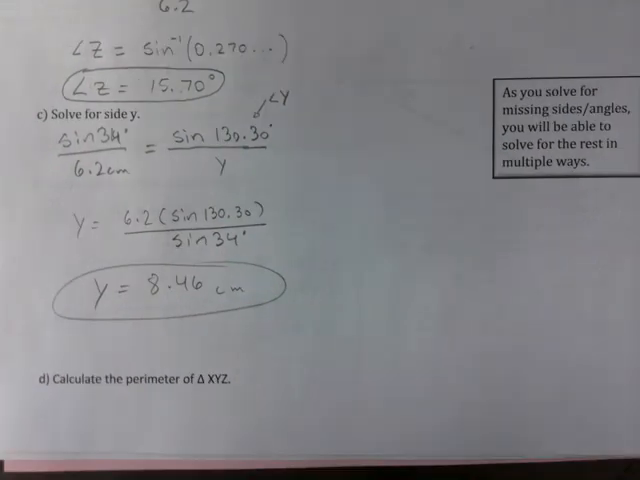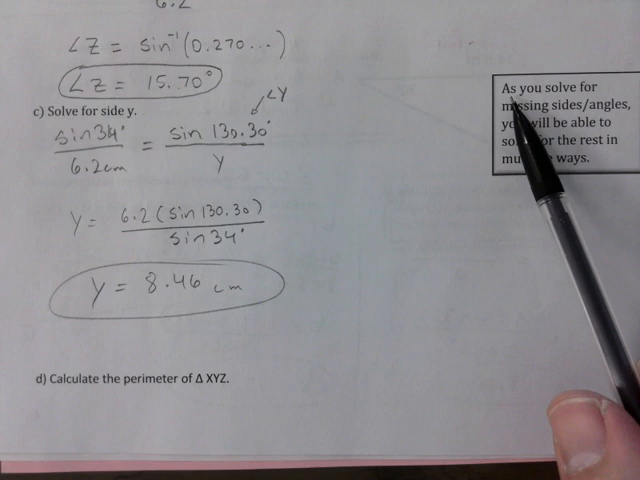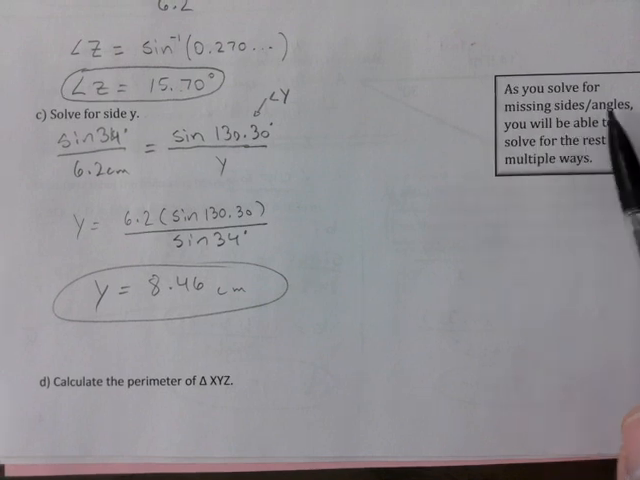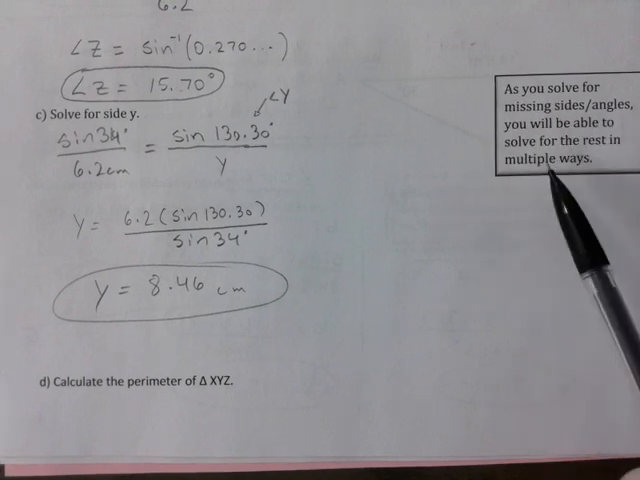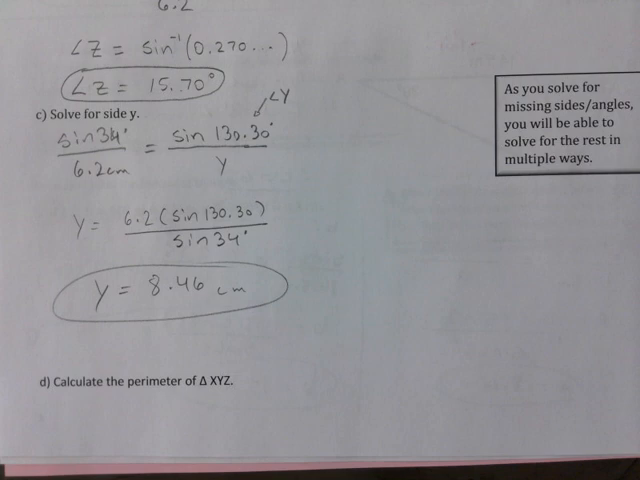As you solve for missing sides and angles, you'll be able to solve for the rest in multiple ways. That's true. So I'll give you a little forecast already. You will only be able to get started with sine law or cosine law, not both. You're going to have to decide at the very beginning. But once you solve for one missing piece, you can actually branch off to either one of them.